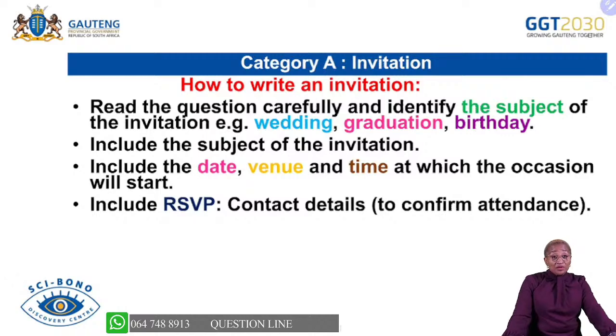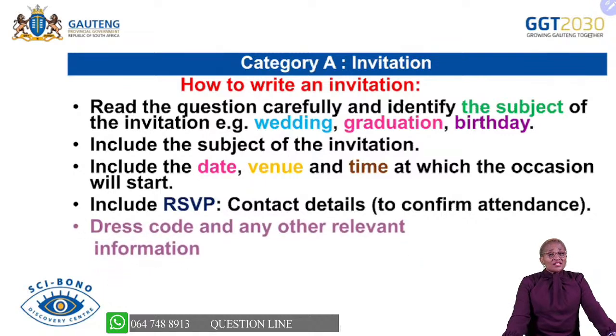Include RSVP. You need to give us the information or the contact details of the person that we need to contact to confirm attendance. That is very, very important as well. The dress code and any other relevant information. Some of the events do have a dress code. And if that is the case, you would definitely need to give us the dress code and any other relevant information that you might find necessary for that event.